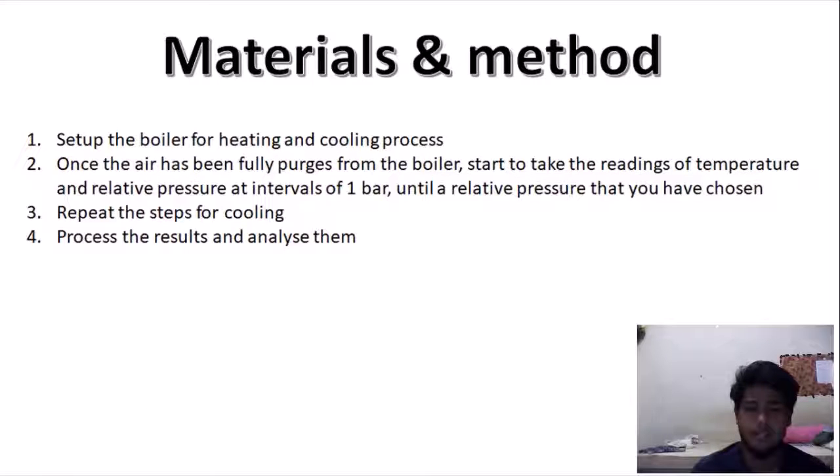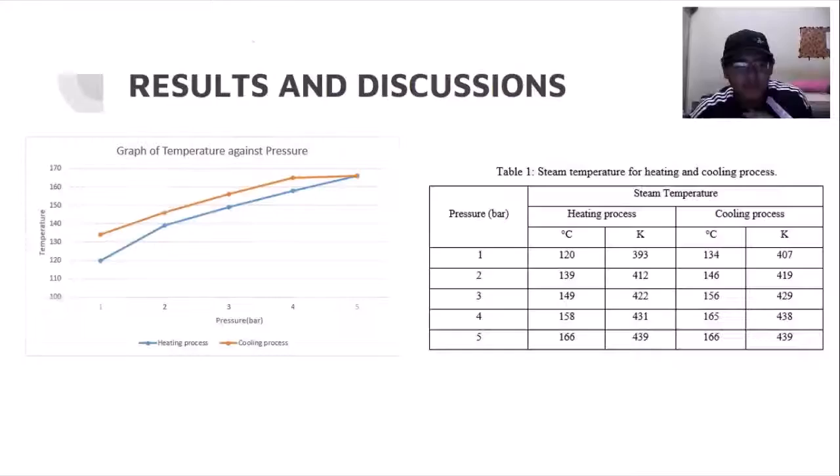First step is the boiler for heating and cooling process is being set up. Next, once the air has been fully purged from the boiler, start to take the readings of temperature and relative pressure at the intervals of 1 bar until the relative pressure that we have decided, which is 5 bar. After that, repeat the steps for the cooling process, and lastly, process the results and analyze them to get the data.